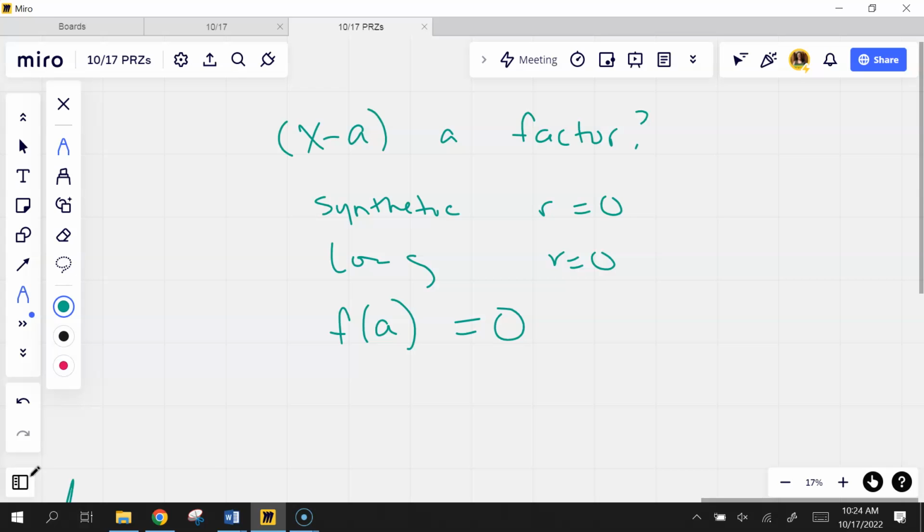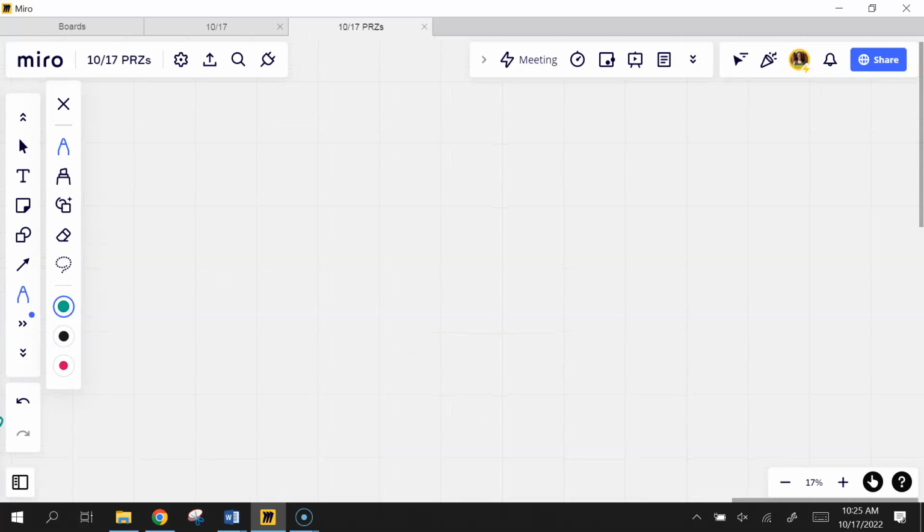Okay. When you plug in a 0, you should get 0. That's what happens. All right, so really, numbers 12 through 15 are no different than what we've already been doing. So look at number 12 through 20.